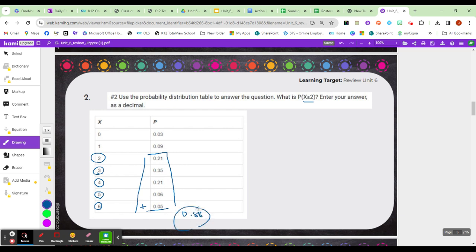So the probability of whatever x is, it could be whatever, we don't know, that didn't tell us in this problem. The probability that x is going to happen when x is greater than or equal to 2 is going to be 0.88, and it does say use a decimal.